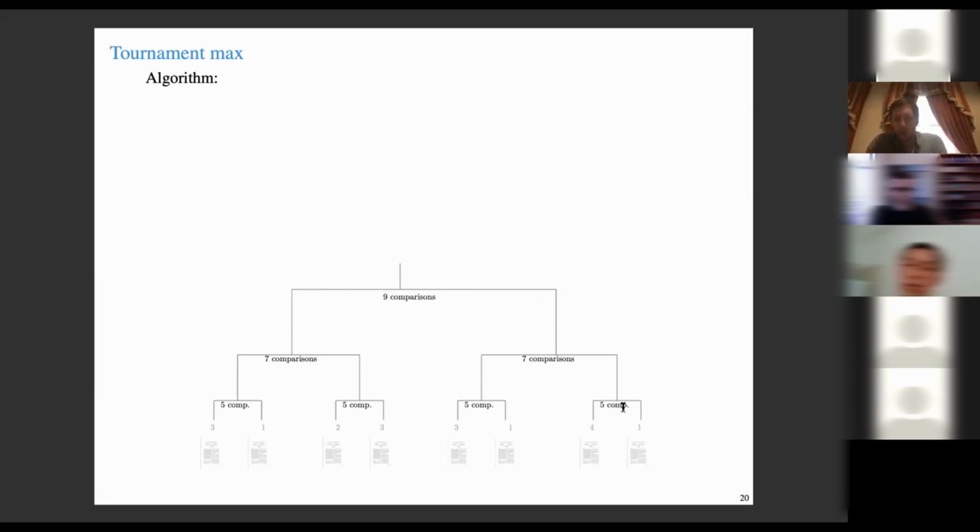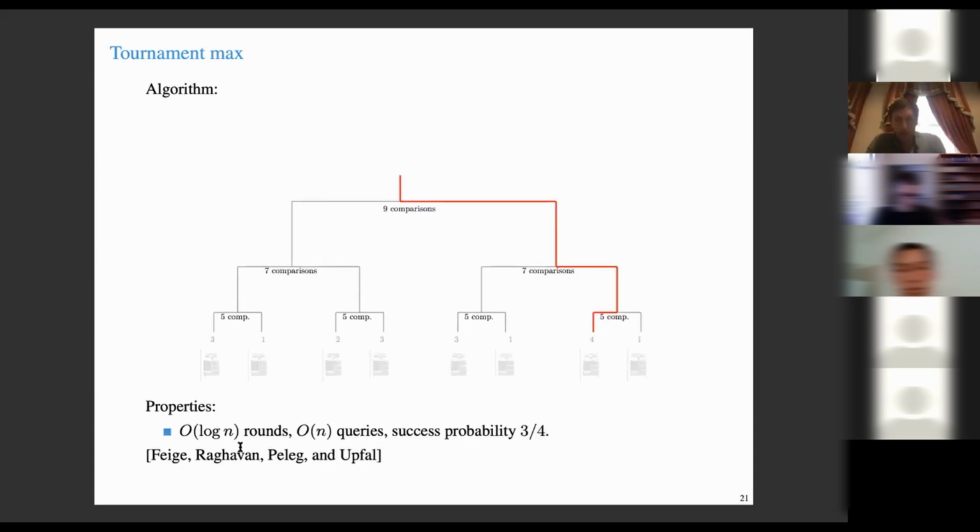And just one other note, when you increase the number of comparisons, you have to be a bit careful. You don't want to exactly double it, but you want to increase it by some constant that is strictly larger than 1 and strictly smaller than 2. And then everything will work out and you have a small number of queries, because then you have some geometric series going on, etc. And so what happens is that you only need log n rounds. But what's more important is that you only need a linear number of queries, O of n queries, to get a success probability of 3/4.